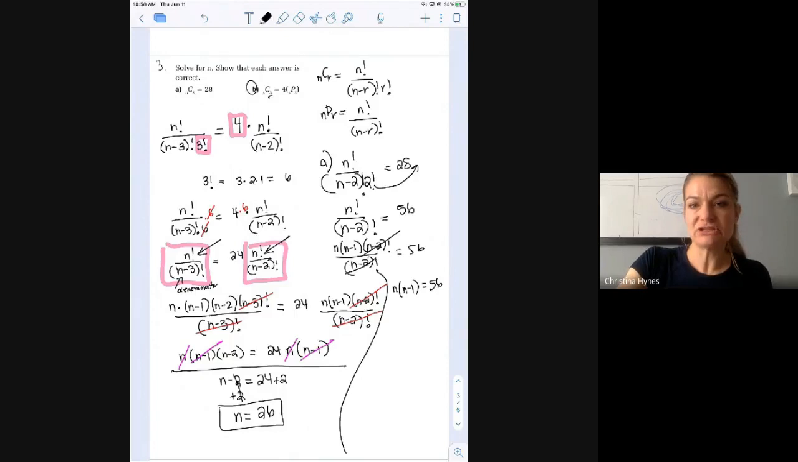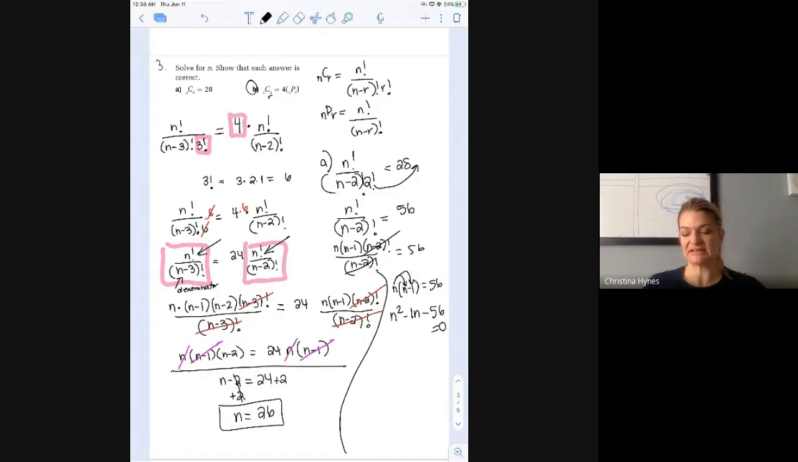Once you have that, now you want to distribute that n into the brackets. If you have a 2 by 2, you're going to do FOIL, right? So it's up to you if you have a single value multiplying or if you have distribution. So it's going to be n squared minus 1n and then minus 56, which is equal to 0. As you can see, I distributed and I brought that 56 to the left side of the equation and made it equal to 0.